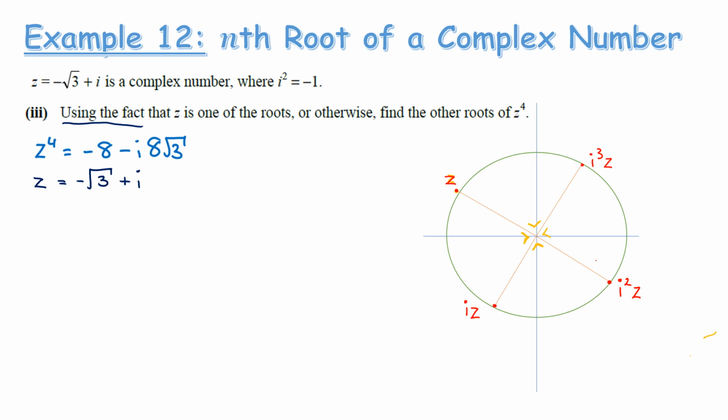So basically my answers are going to be z, iz, and when you work that out we get i times minus root 3 plus i, and that becomes minus 1 minus root 3 i. i squared z is just minus 1 times minus root 3 plus i, which is root 3 minus i.